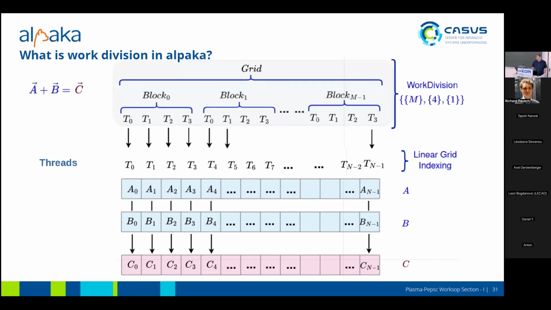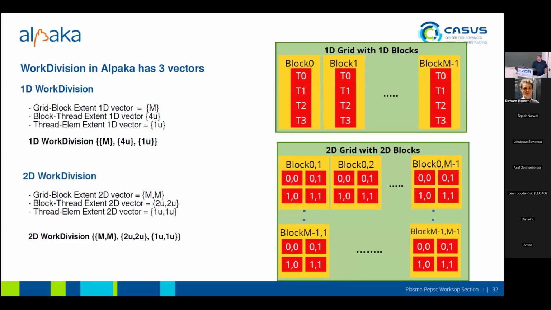For example, we can create a grid-block structure using a work division which has n blocks, and each block has 4 threads, and we have a thread element extent. Currently we can take it as 1. I will explain it later. What is work division here? Let me explain in detail.